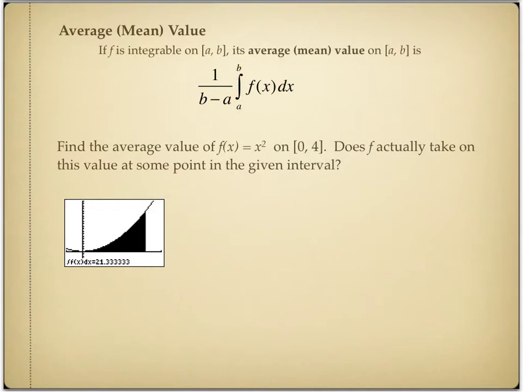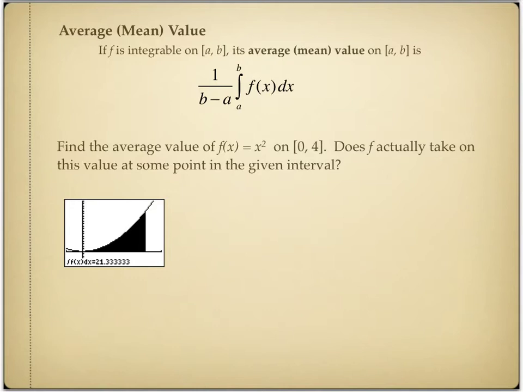Well, it says to take this integral and multiply it by 1 over b minus a. Again, b minus a would be your x value, so to speak. So let's look at an example of how this might work. We'd like to find the average value of f of x equals x squared on the interval 0 to 4. And does f actually take on this value at some point in the given interval? So I already did the integral of x squared from 0 to 4. Remember, you can do that on your calculator pretty nicely, and here it is. Notice it's about 21 1/3.